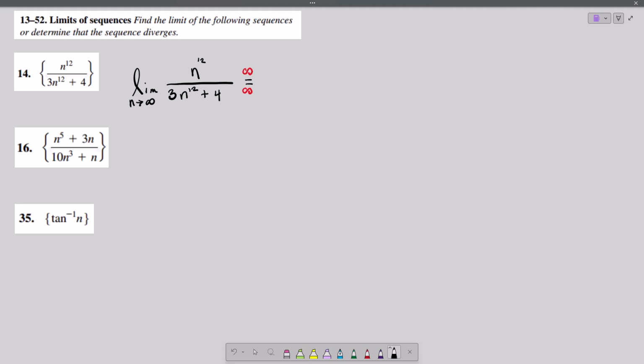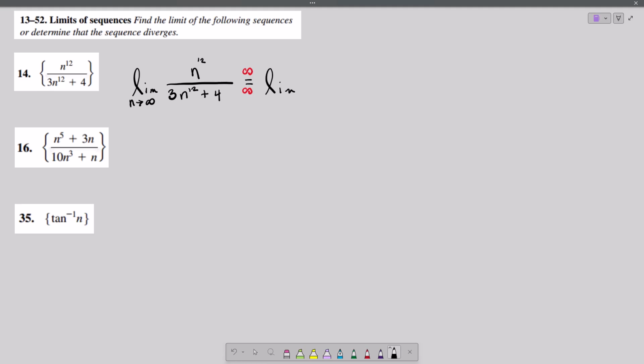So you learned other techniques in Calc 1. You divide by the highest power of n. That was a common technique. So we look through here, and as long as you divide every single term by the highest power of n, you still have equality. It's like multiplying by 1. Dividing top by n to the 12, dividing bottom by n to the 12, that's the same thing as multiplying by 1. So once again, we use that technique, multiplying by 1.